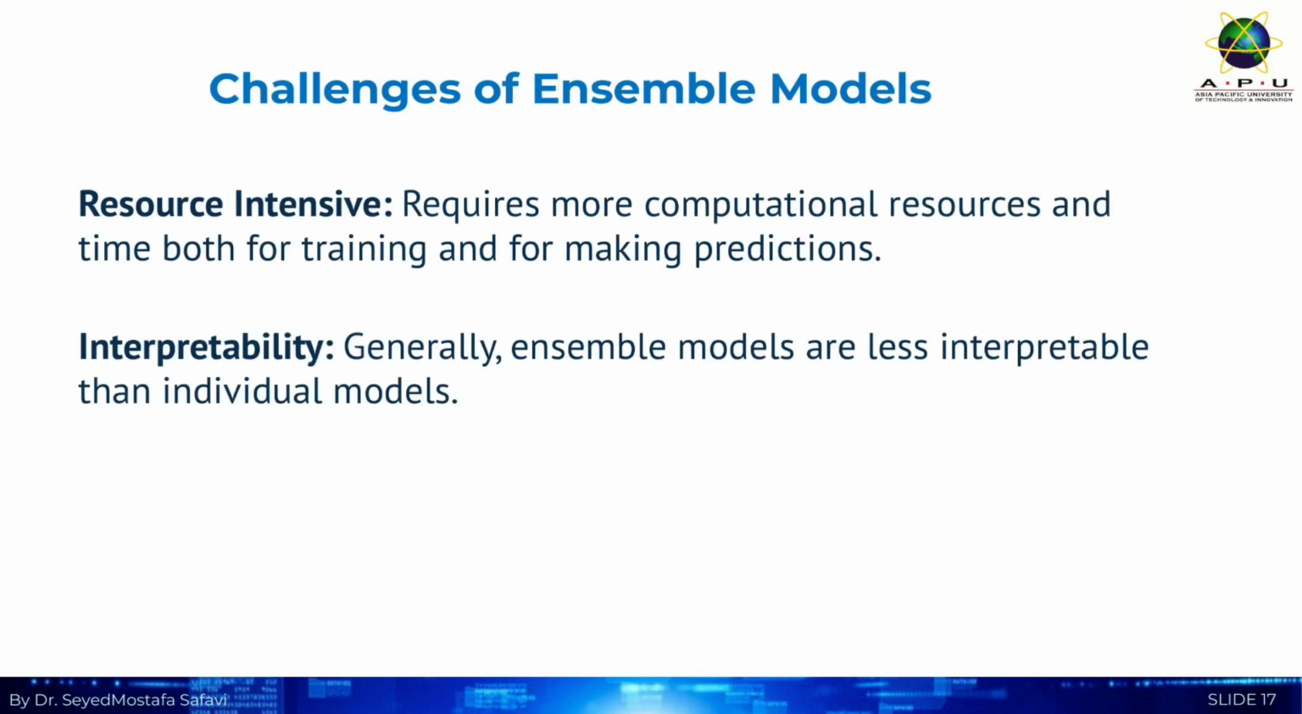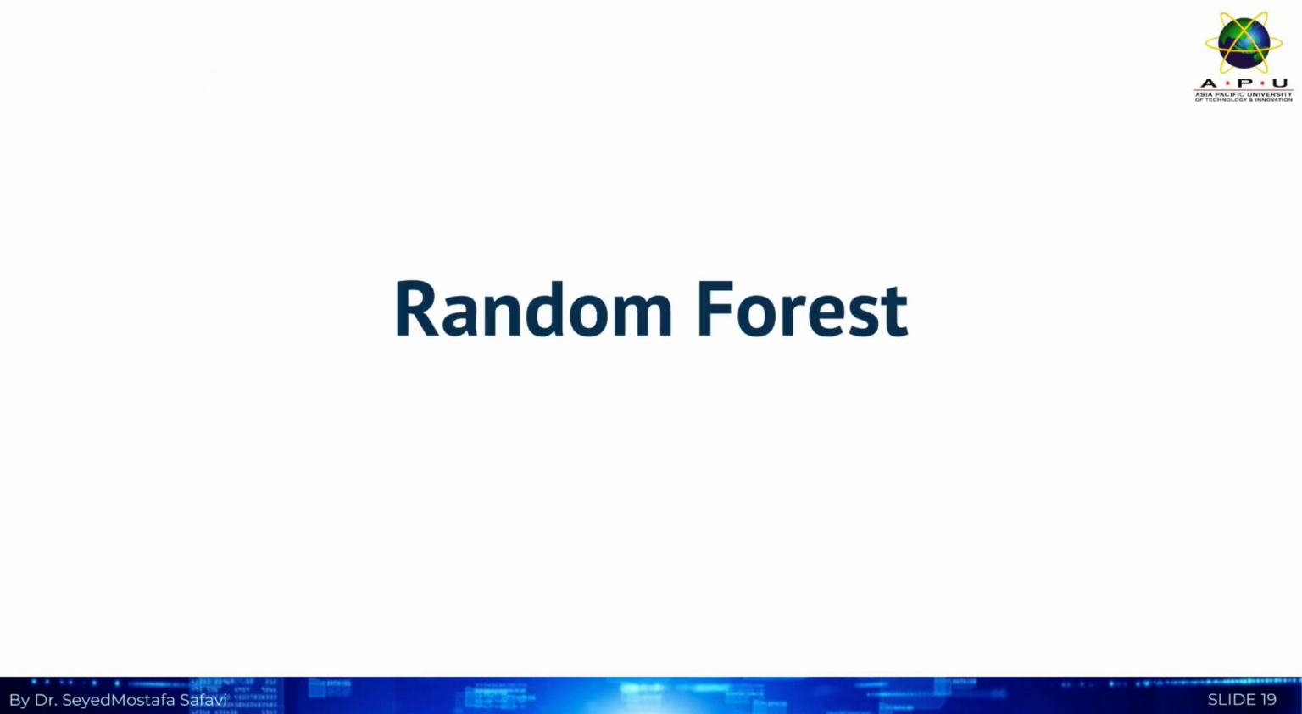While ensemble models are powerful, they aren't perfect. They have two main challenges. First, they are resource intensive. Training and running multiple models in parallel requires significantly more computational resources and time than training just one. The second, and often more important challenge, is interpretability. It's easy to understand one decision tree, but when you have hundreds of models working together and averaging their predictions, it becomes much harder to dive in and explain exactly why the final prediction was made. Now let's look at the most common type of ensemble model, which is the random forest. The name says it all.